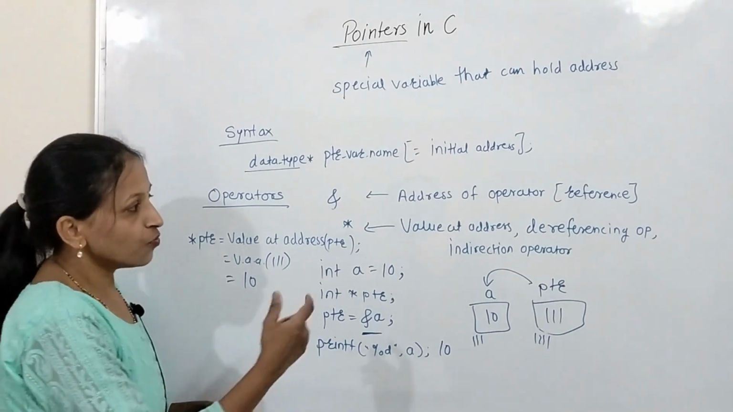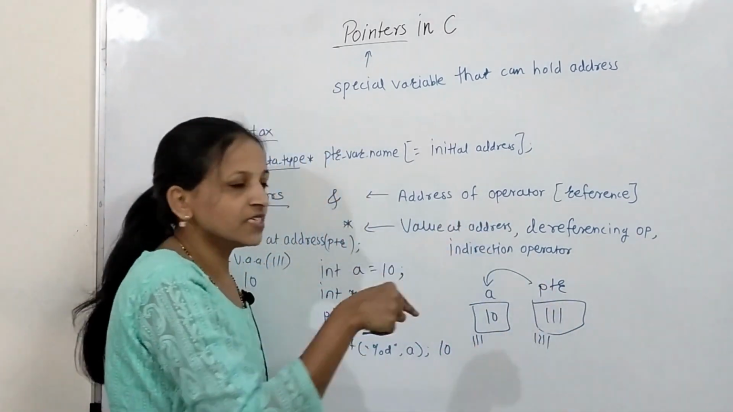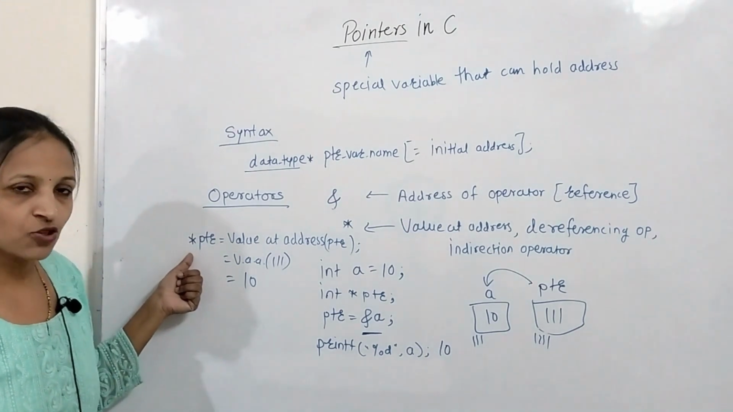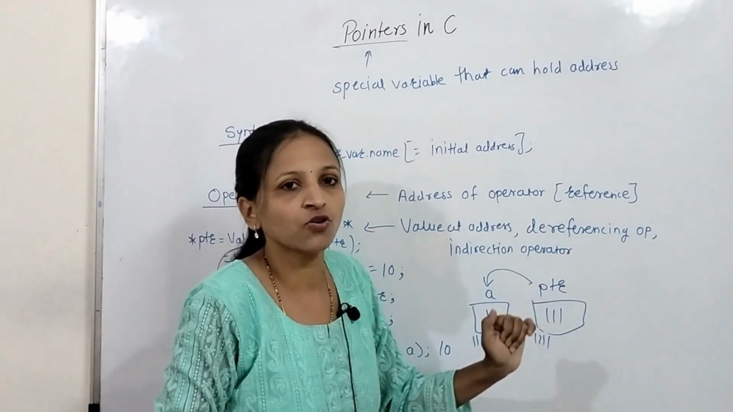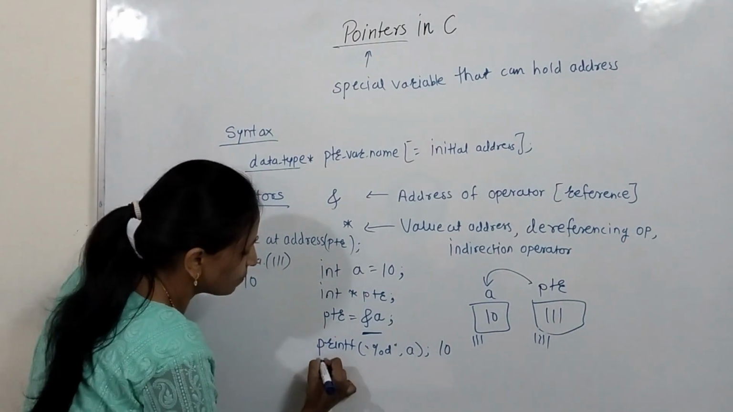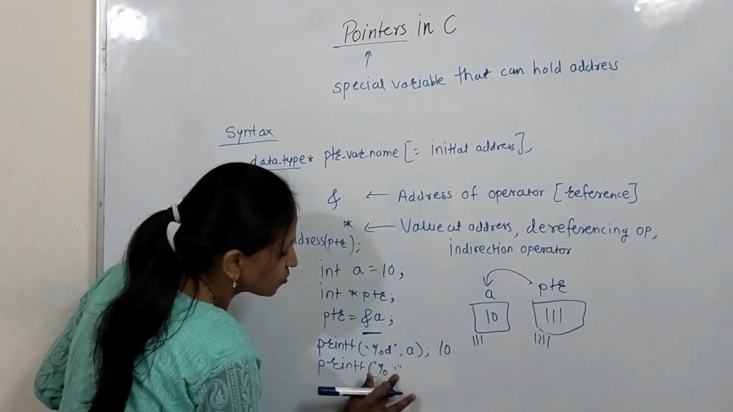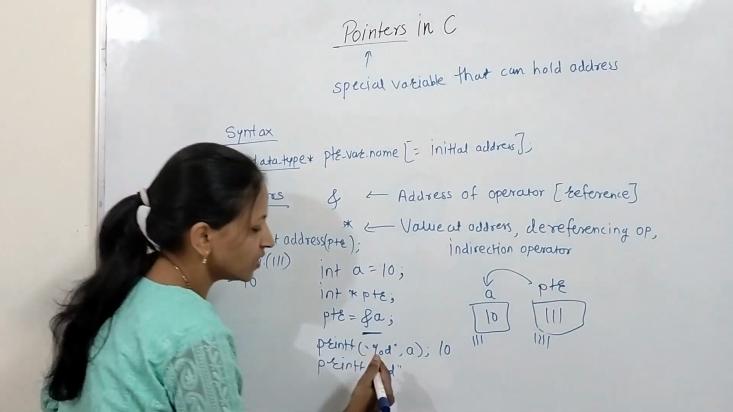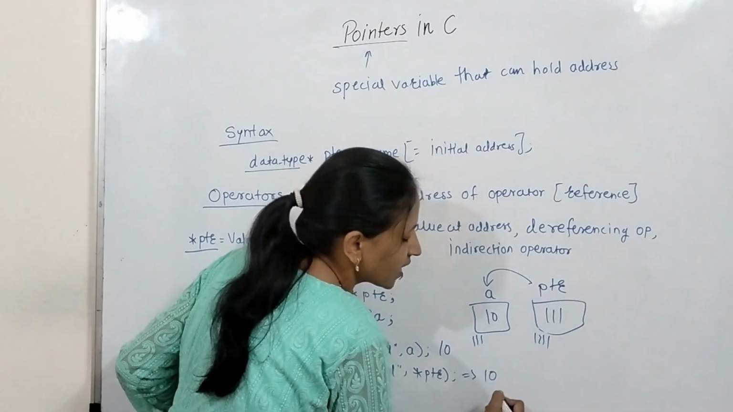Suppose you want to indirectly fetch the value of any variable with its address, then it is possible with the help of this star operator. It is nothing but the value-at-address operator, or you can call it the dereferencing operator, and that's why this operator is called the indirection operator. Now suppose we use star ptr in a printf statement, like printf percent d, because I am going to display one integer value, comma star ptr. Again I will get 10 here.